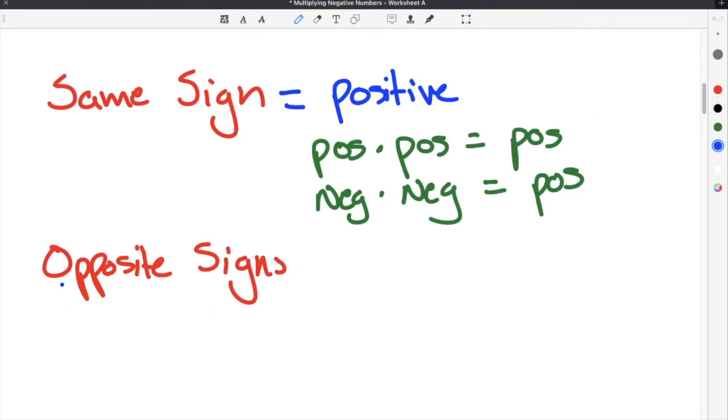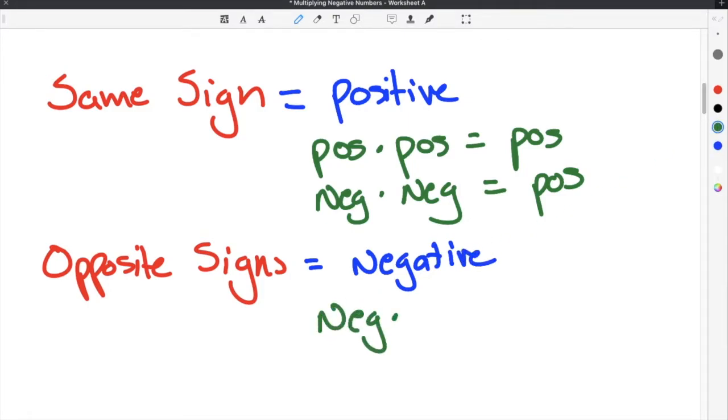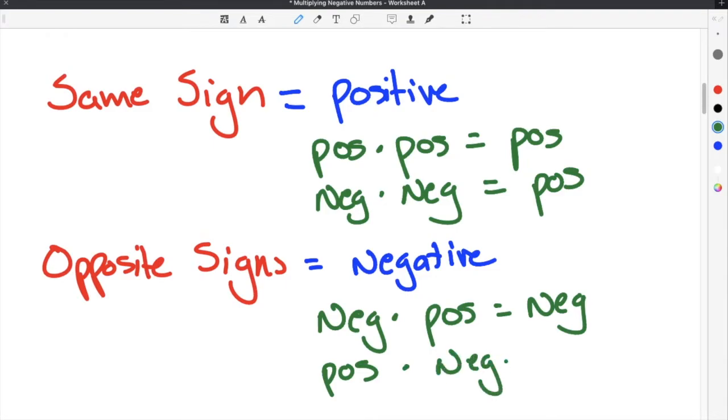If you are multiplying two numbers together that have opposite signs, your answer will be a negative number. So if you do a negative times a positive, that will be a negative number. And if you do a positive times a negative, that will also equal a negative number.